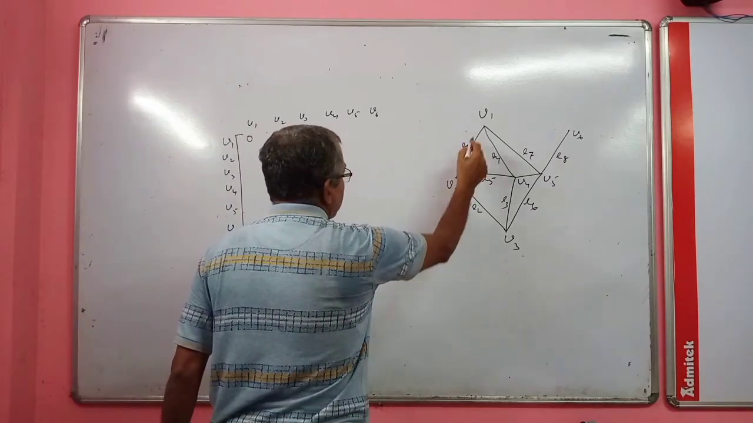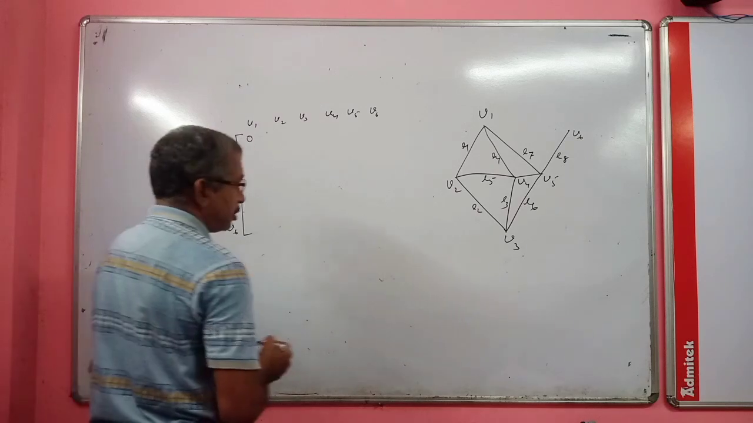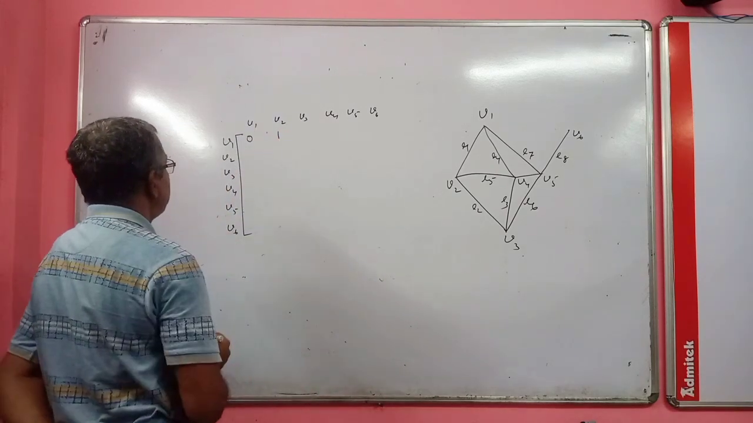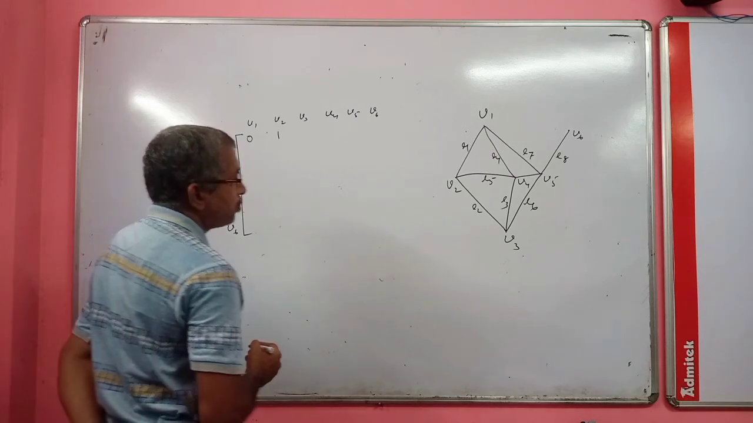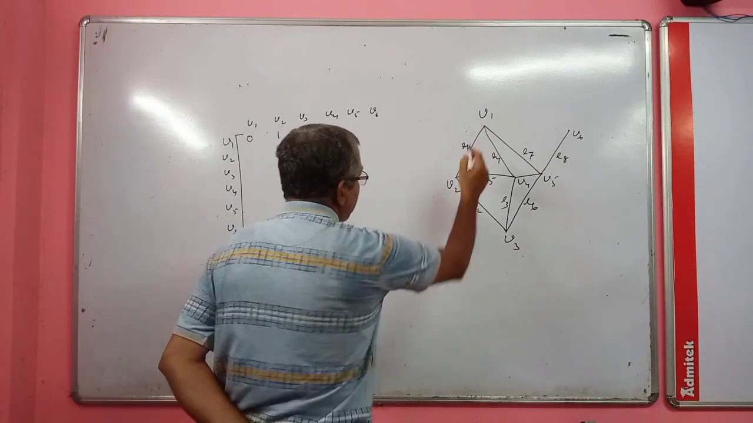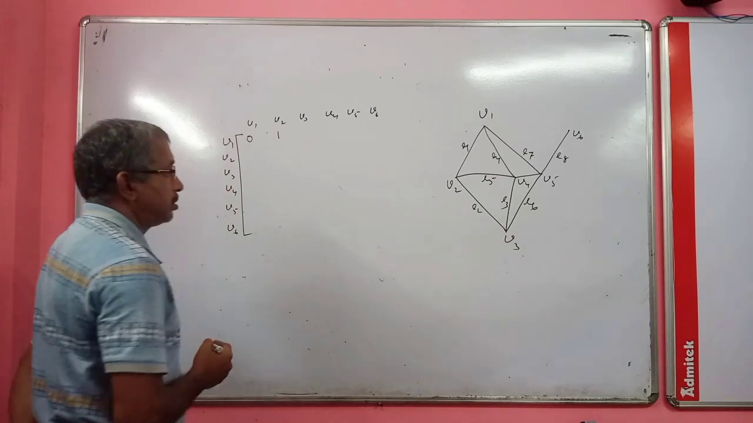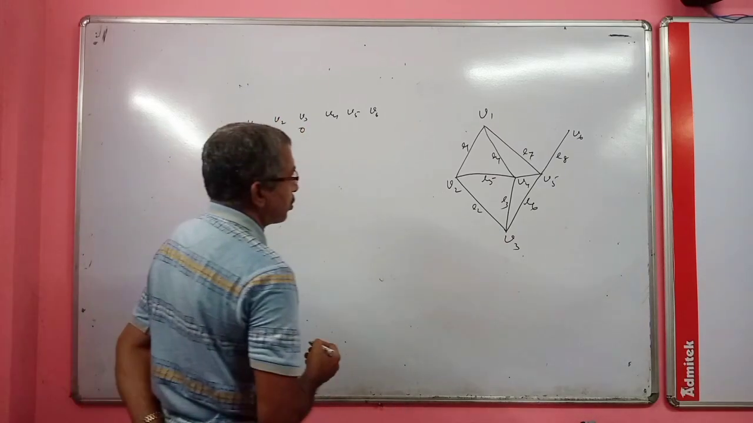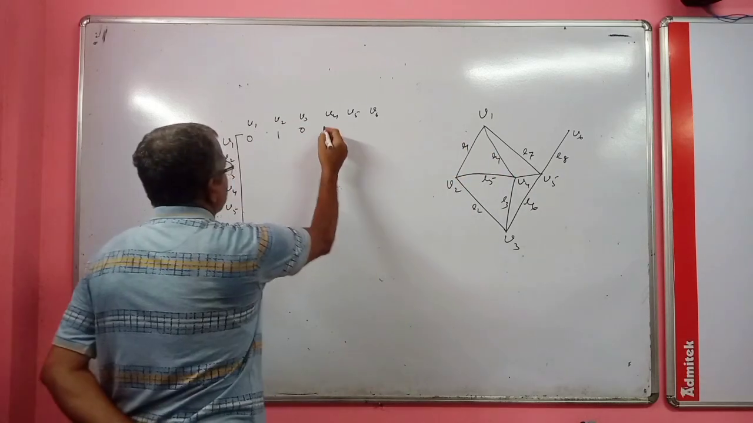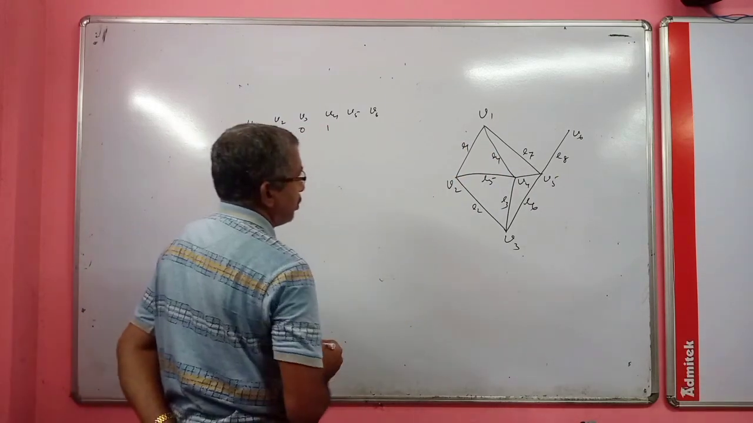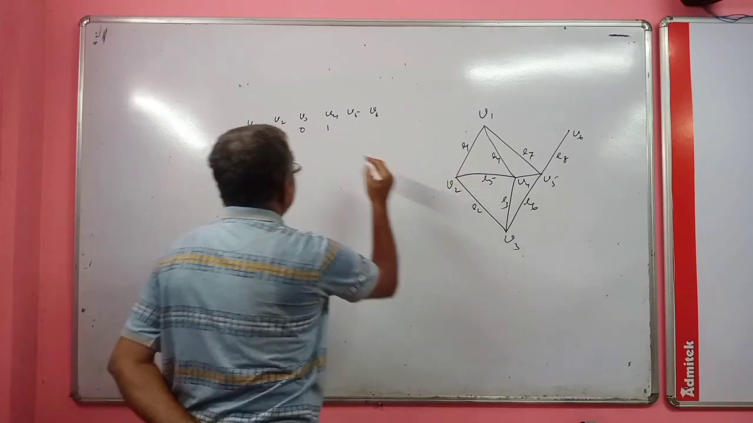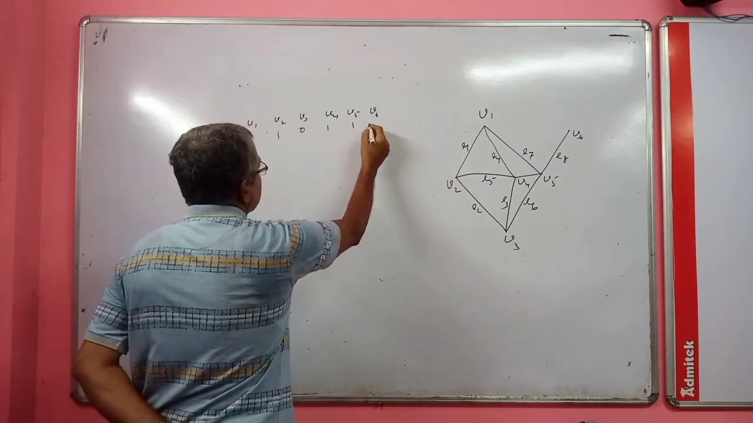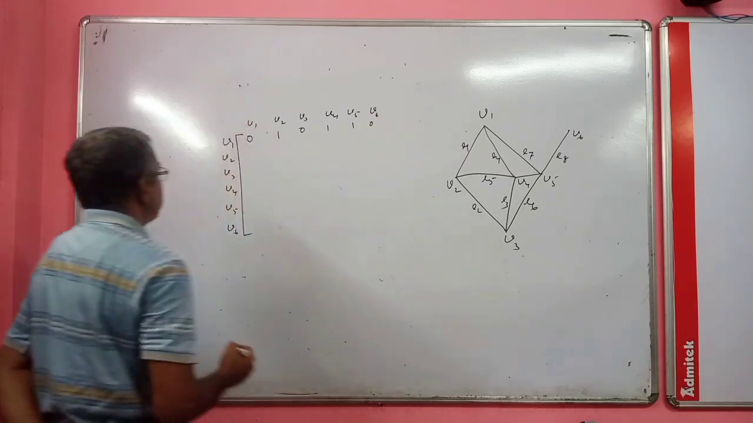V1 to V2 there is an edge, so it is 1. V1 to V3 there is no edge, so it is 0. V1 to V4 there is an edge E4, so it is 1. V1 to V5 E7, so it is 1. V1 to V6 there is no edge, so it is 0.